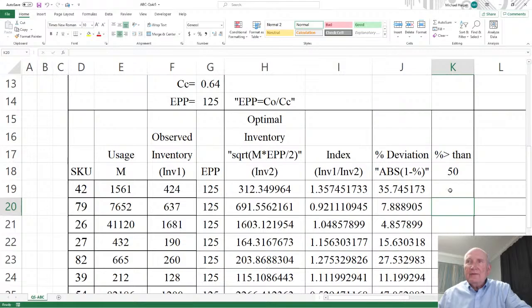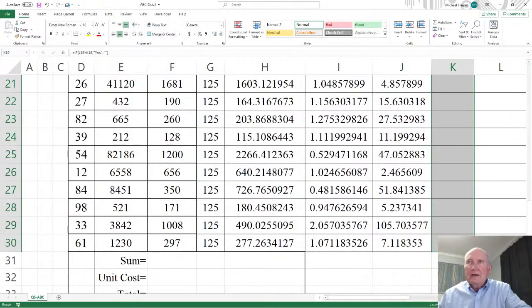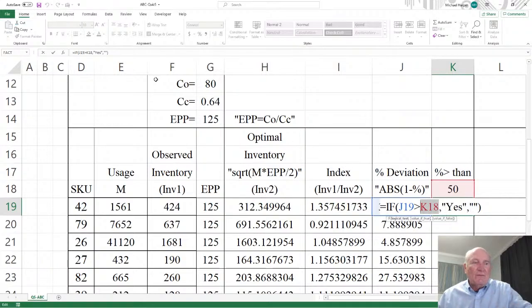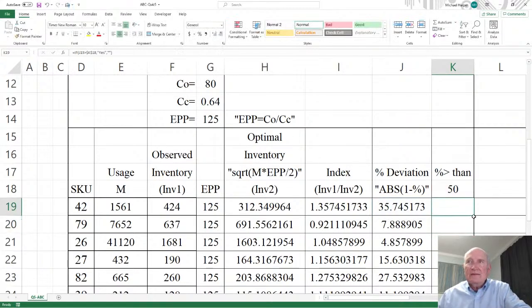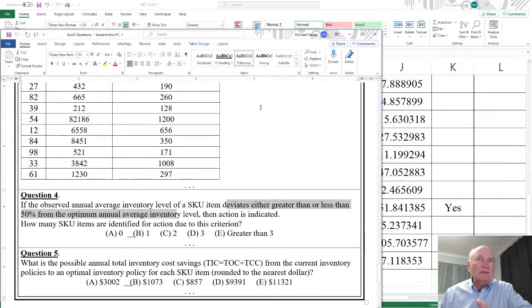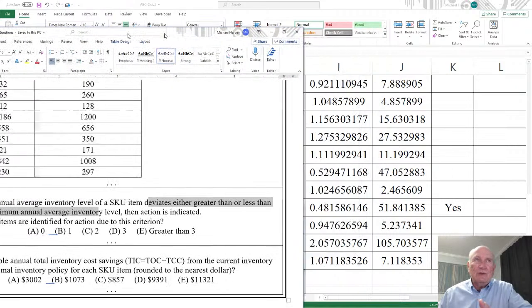Let's see if that works. Let's copy this down all the way down to there. Let's see what happened here. Oh, I need to fix this. This K through 18 is changing on me. I press F4 to fix it, and then I copy it down. Now I can see some of these are more. Yes and yes. So there are 2 of them. And over here, that is how many are identified for action. Two were flagged, so we know that answer.